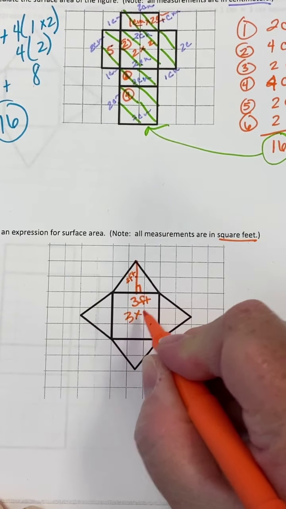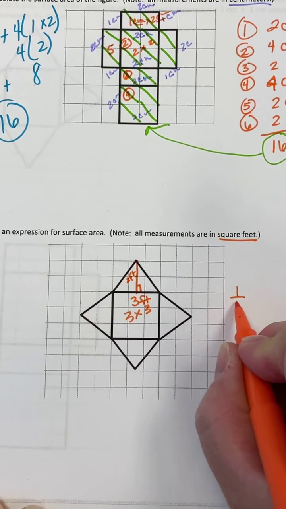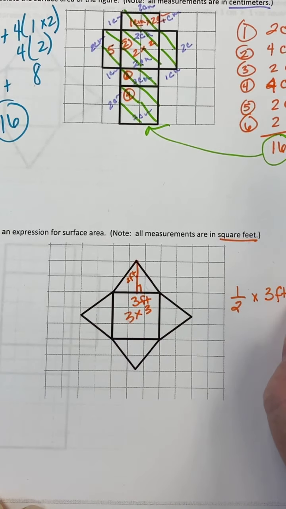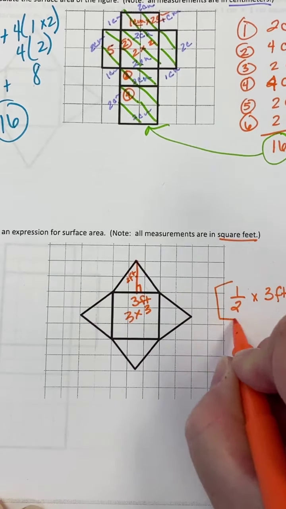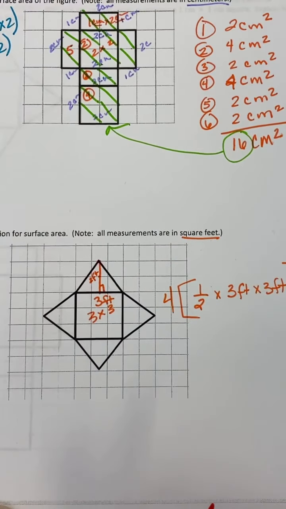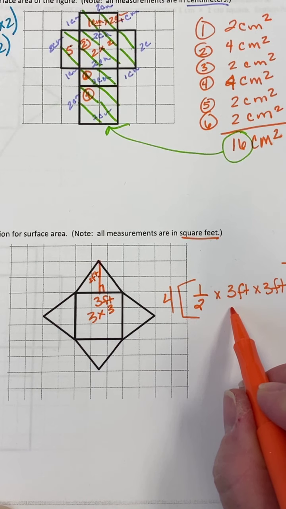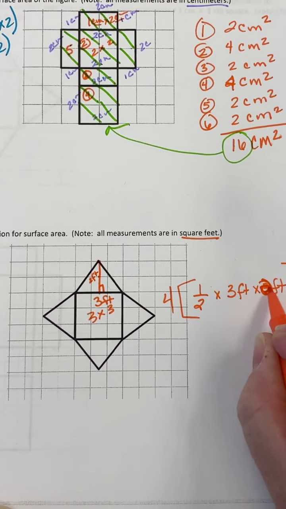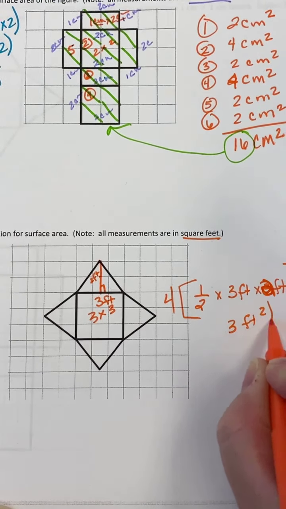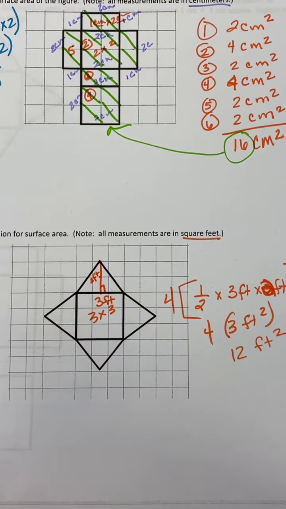Okay, so we have a 3 by 2, and what is our formula for the triangles? We're going to do a half of 3 feet by 2 feet. And how many triangles do we have with that? Yep, we got 1, 2, 3, 4, so we could times that by 4. So let's do that. So 6, half of 6 is going to be 3 feet squared. And now we're going to times that by 4. So all of our triangles are going to get us 12 feet squared.